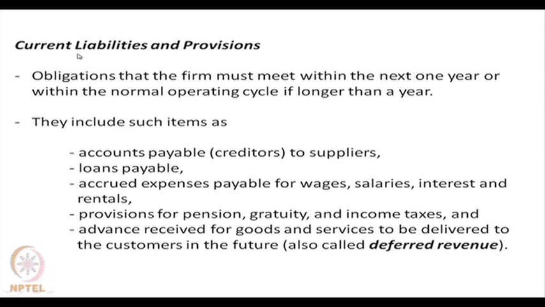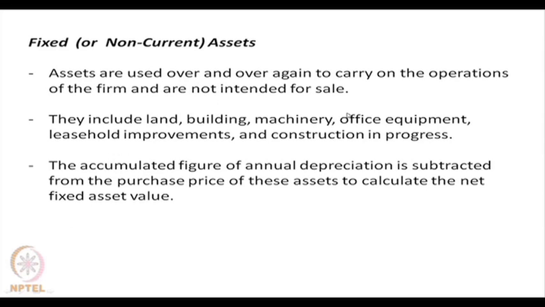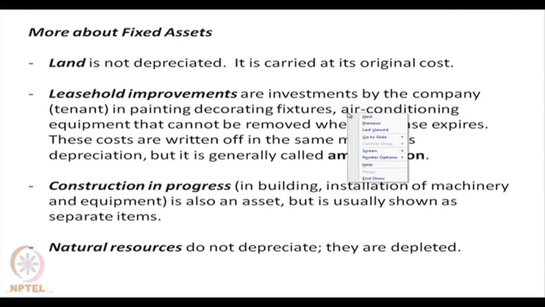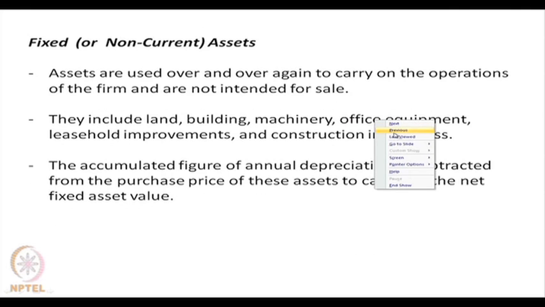So, basically when we say current, it means within 1 year or within the normal operating cycle, if the cycle is longer than a year. Now, what is this operating cycle? We will talk about it, just hold on.